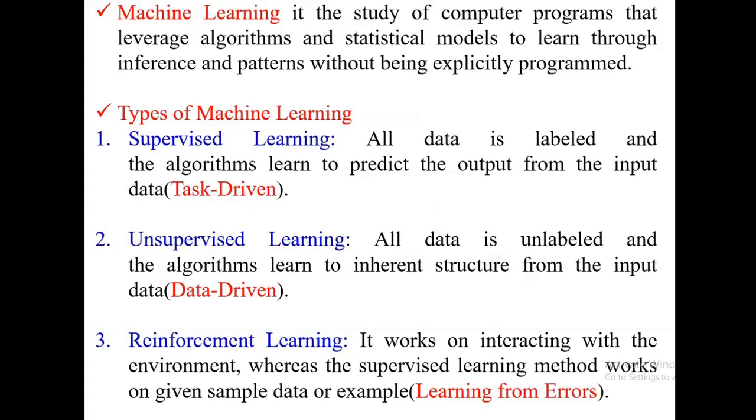The three types of machine learning algorithm we are using: supervised learning, based on the label, we are classifying the data. Unsupervised learning, there is no label. Based on the similarity behavior, we are classifying the data, based on Euclidean distance, Manhattan distance, Minkowski distance, with the help of the k-means clustering algorithm, etc. Reinforcement learning is nothing but based on the punishment and reward we are solving. That is called learning from errors. It works on interacting with the environment, whereas supervised learning methods work on given sample data.